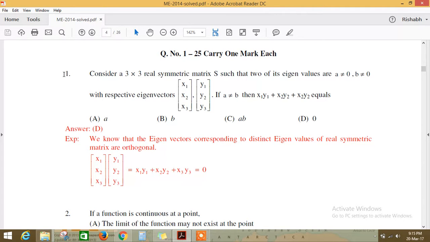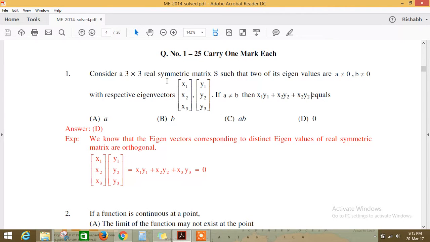So question 1. Consider a 3 cross 3 matrix such that two of its eigenvalues are A and B. Be careful here, students: consider a 3 cross 3 real symmetric matrix. A and B are the eigenvalues and their corresponding eigenvectors are these. If A is not equal to B, then x1 y1 plus x2 y2 plus x3 y3. Here is a mistake, it is x3 y3. So we have to find out the value of this.